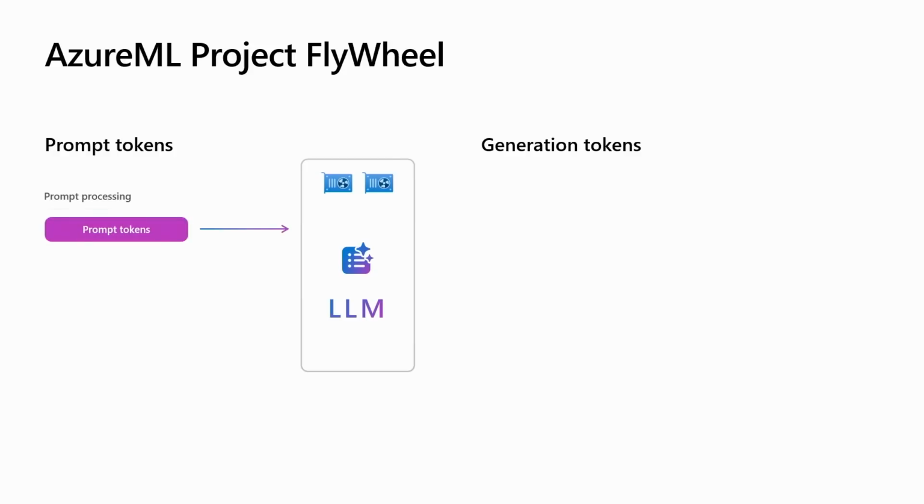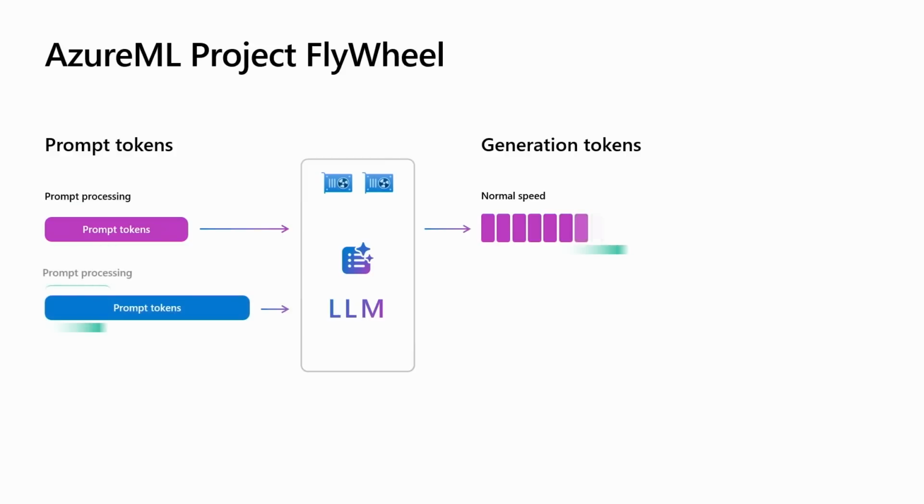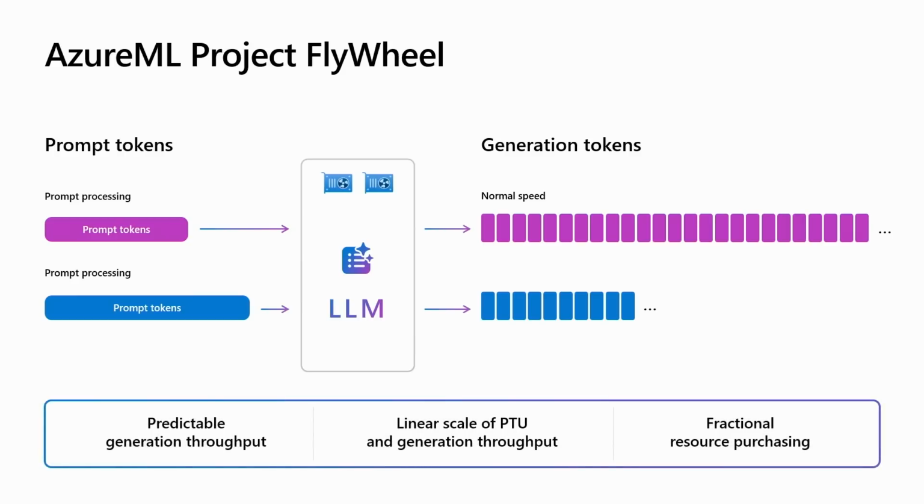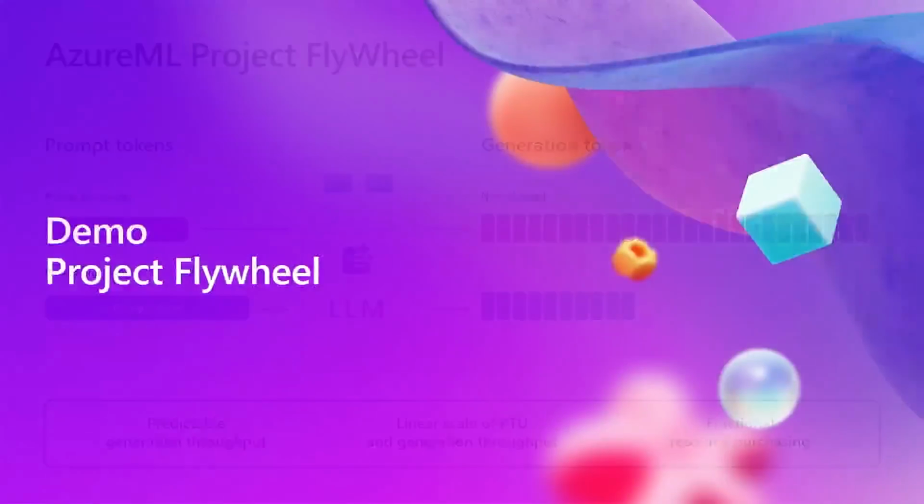So a prompt comes in, starts generating tokens, normal speed, and another prompt comes in. We don't process the whole prompt, we chunk it. And we interleave its prompt generation with the generation of the tokens from the first prompt. And now you don't get that kind of interference effect. And the key here is how do you do that and provide a consistent delivery of throughput, which is the way that you want to measure. What's the throughput of my generations? So I want to show you a quick demo here of Project Flywheel.